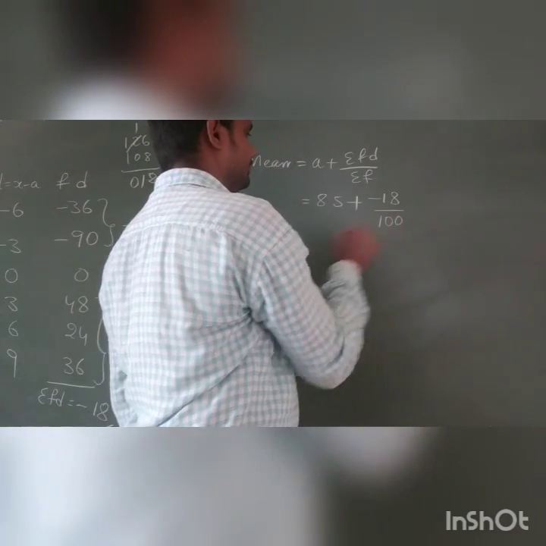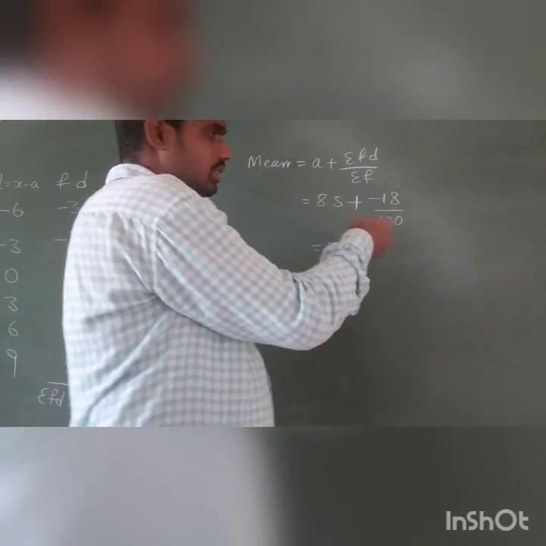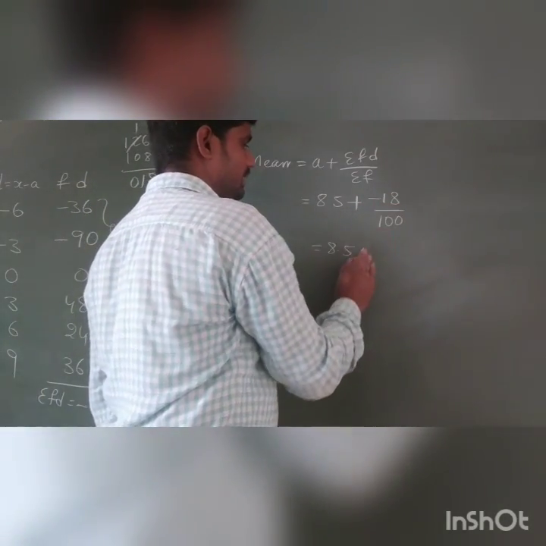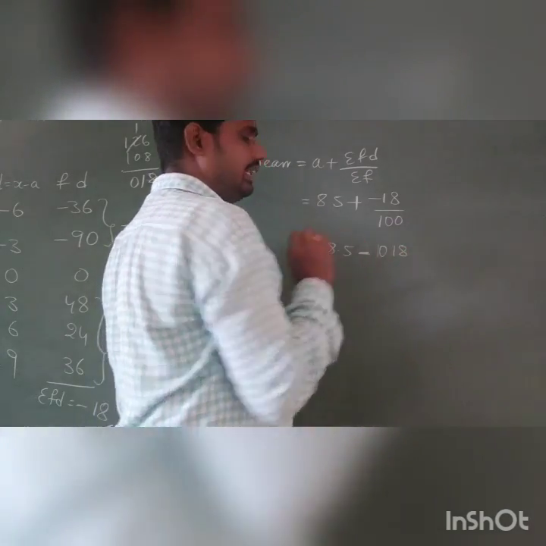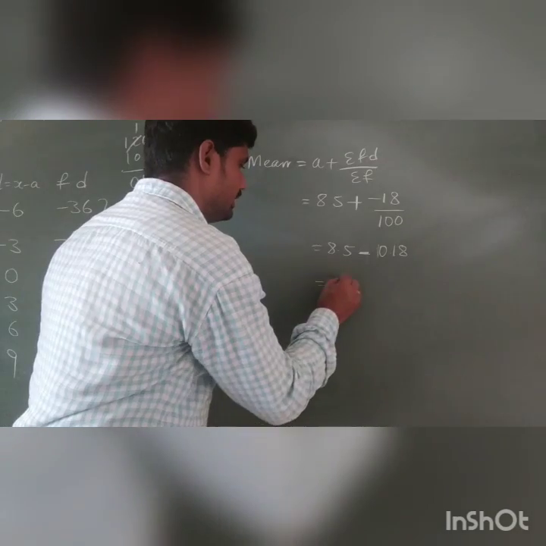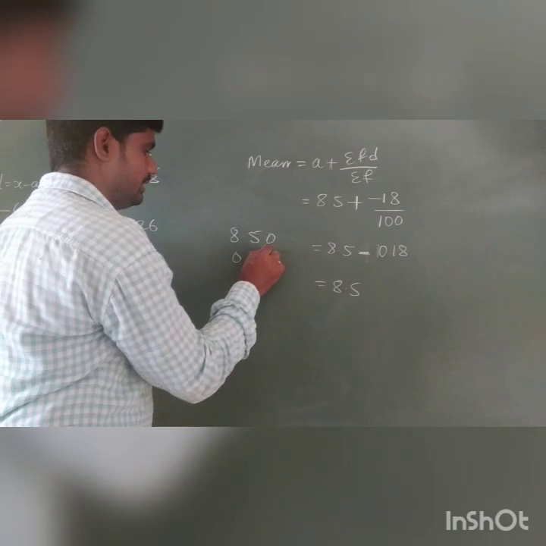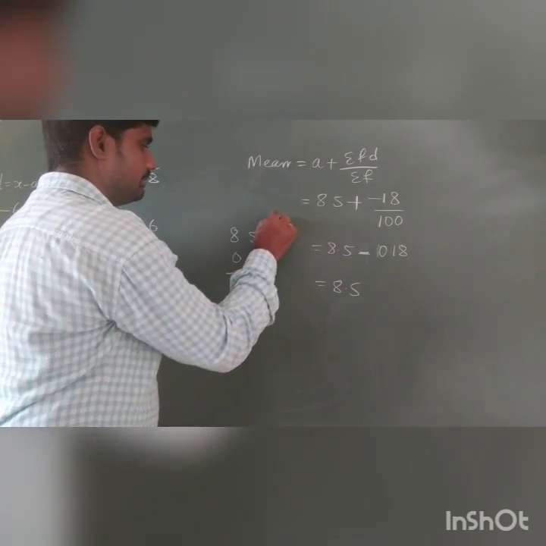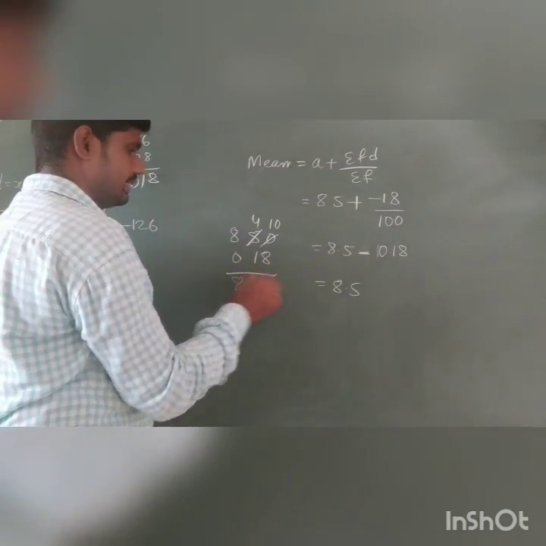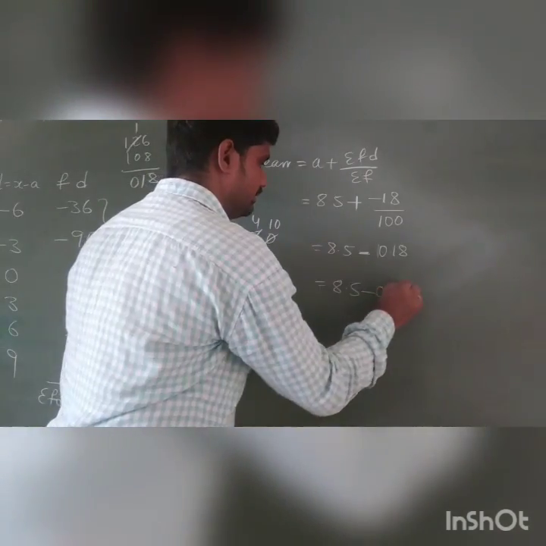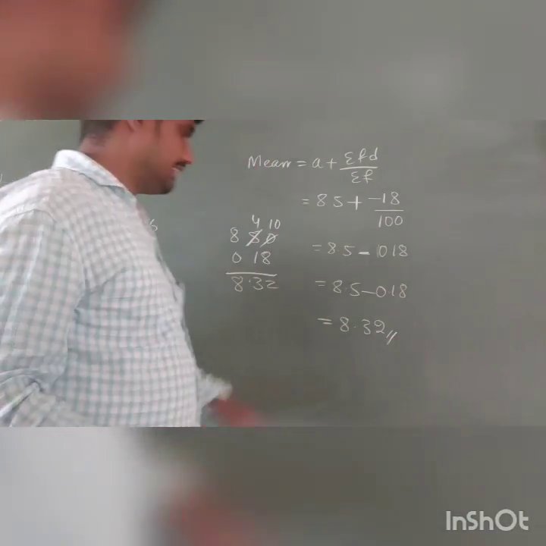Now simplify. 8.5 as it is. In 100 tables, you should divide 18. What is the answer? Plus into minus, minus. This will become 0.18. Now subtract 8.50 minus 0.18. The final answer is 8.32. The mean of given data is 8.32.